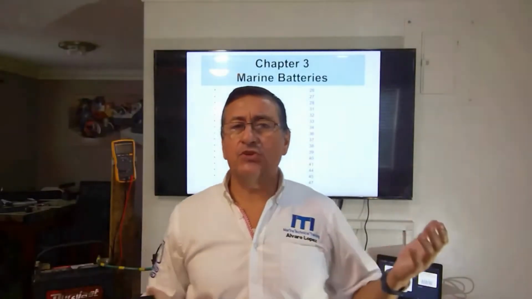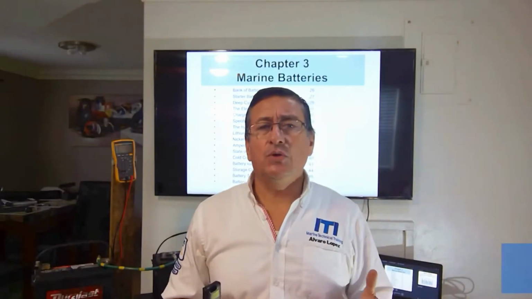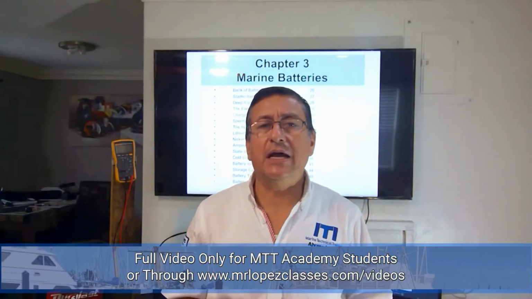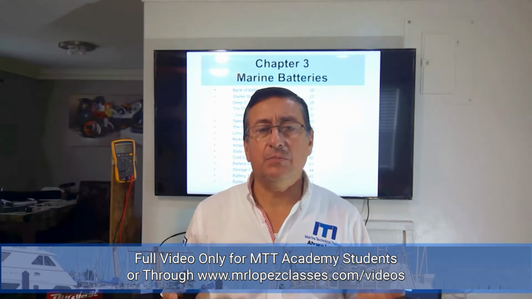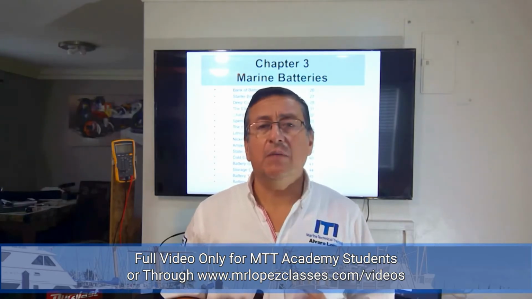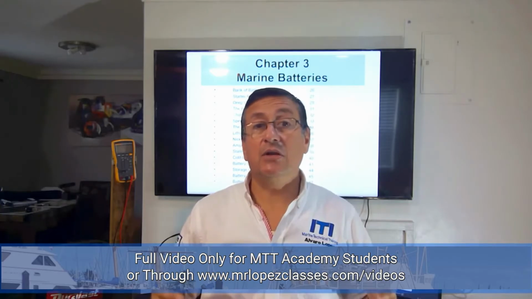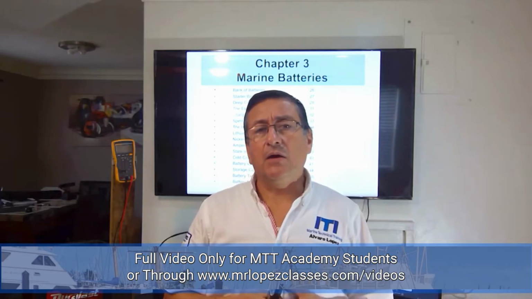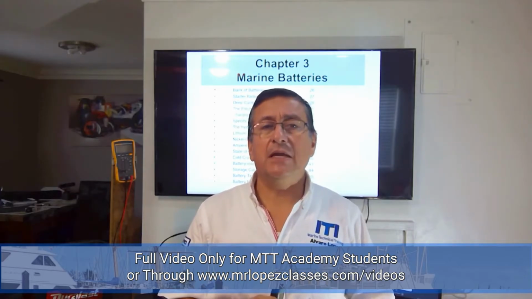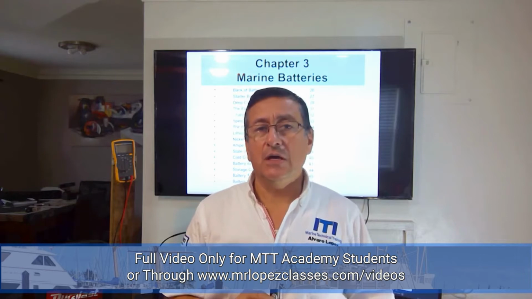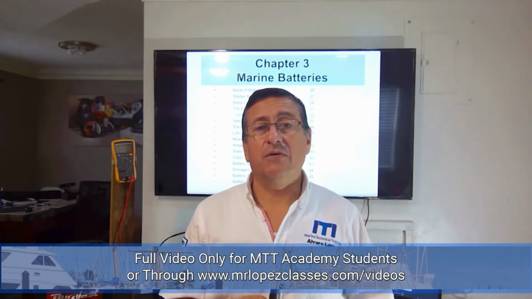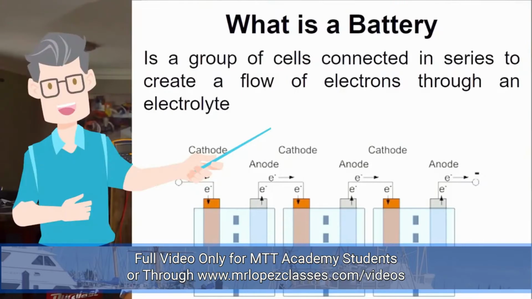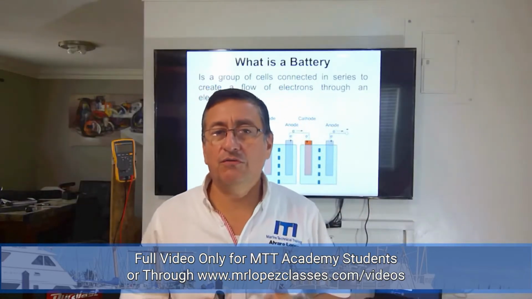Remember, in a previous chapter, there are in a typical boat two types of current, DC current and AC current. The DC current is produced by chemical reaction in between the electrolyte and the terminals, the metals in the battery. And the AC current is produced basically by the rotation of electromagnets in front of a set of coils. A battery is a group of cells connected in series in order to create a flow of electrons. This is a simple definition of battery.